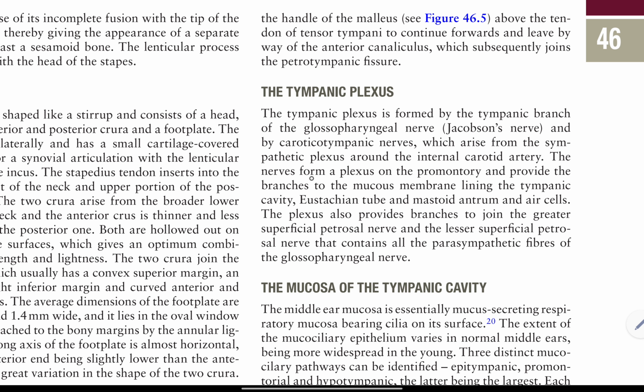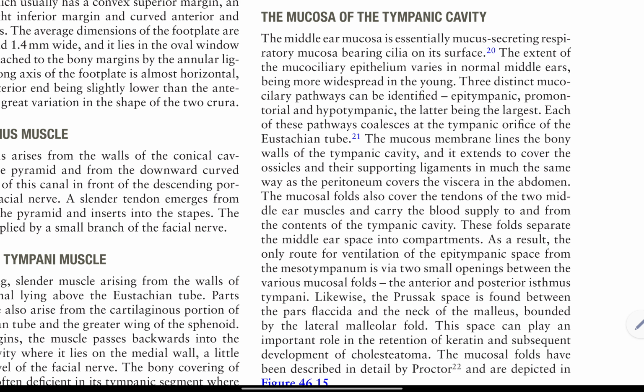The mucosa of the tympanic cavity. The middle ear mucosa is essentially mucus secreting respiratory mucosa bearing cilia on its surface. The extent of the mucociliary epithelium varies in normal middle ears, being more widespread in the young. Three distinct mucociliary pathways can be identified: epitympanic, promontorial, and hypotympanic, the latter being the largest. Each of these pathways coalesces at the tympanic orifice of the eustachian tube.